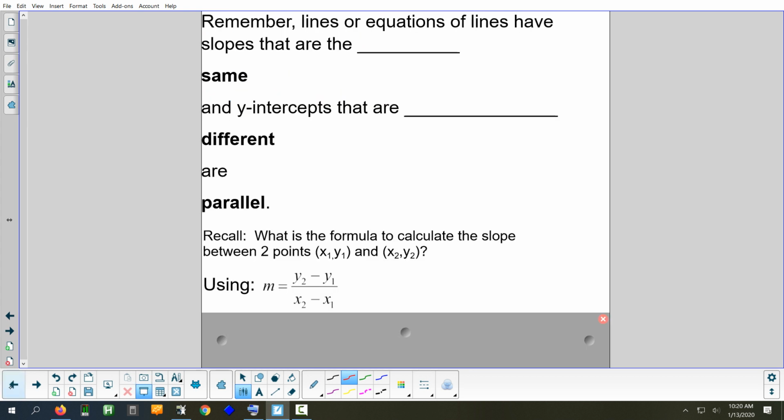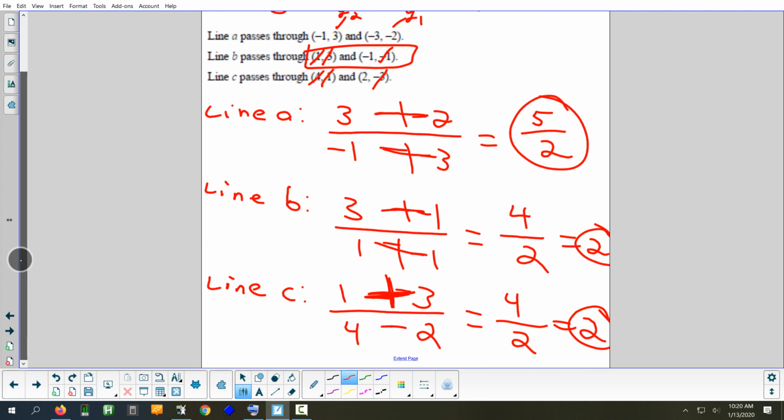Remember what we just said: same slope, different y-intercept. In this problem, they didn't ask me to find the y-intercept. All I can say for sure is lines A and B are not parallel because they have different slopes. And what other lines are definitely not parallel? C and A, right? C has a slope of 2, A has a slope of 5/2. Those are different slopes. So maybe B and C are parallel, I don't know. It could be. I gotta do a little more work if I wanted to find that out. Any question on finding slope?